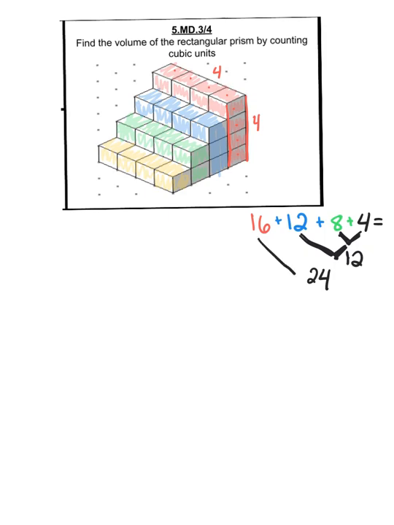Okay, and then 16 plus 24. 6 plus 4 is 10, of course. And then 20 plus 10 is 30, plus 10 more, so that gives me a total of 40 cubic units altogether for that figure.